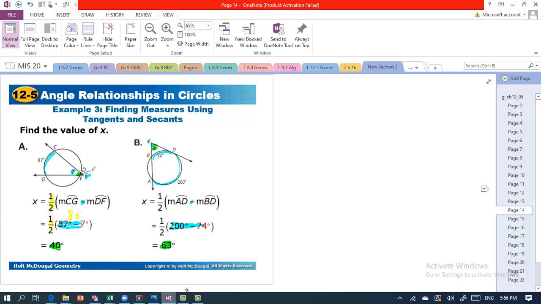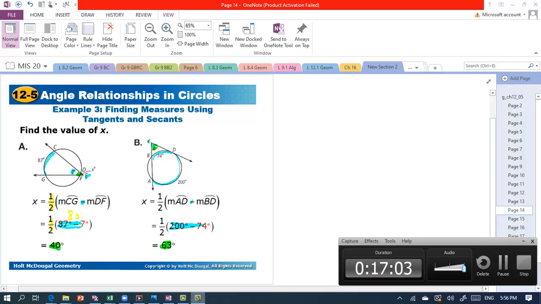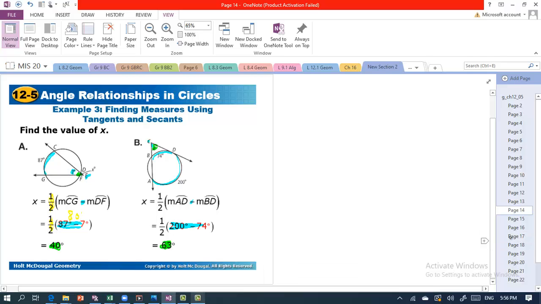Yes, another example we can see here. Clearly, we can see here, find the value of x as an exterior angle. It seems it is, yes, it's exterior, and the point E is outside. And it is intercepting two arcs, the big arc CG and the small arc DF.